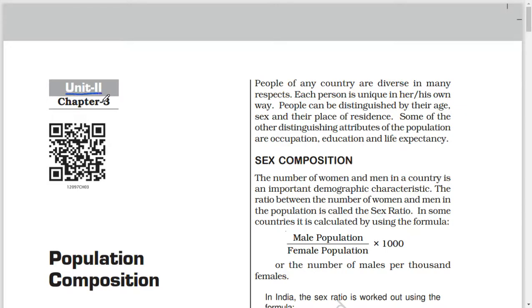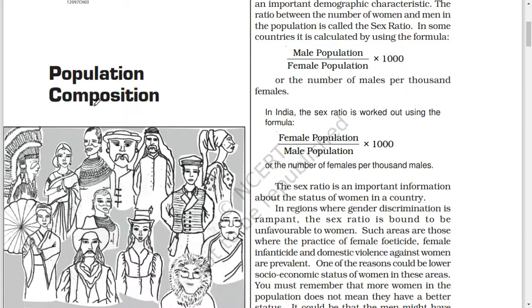Unit 2, Chapter 3, Population Composition.